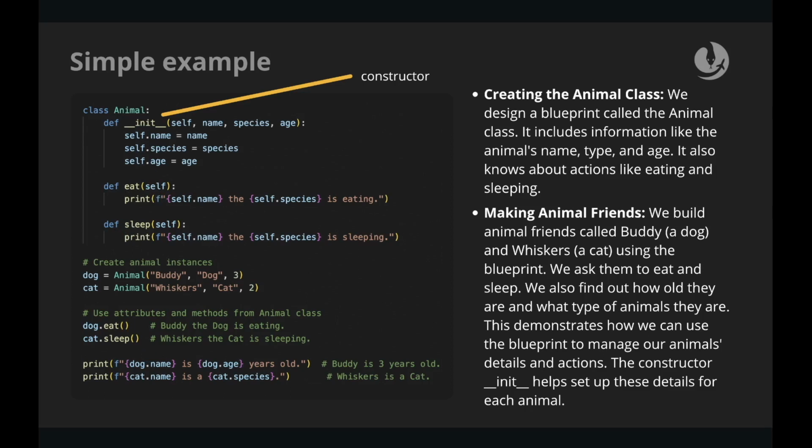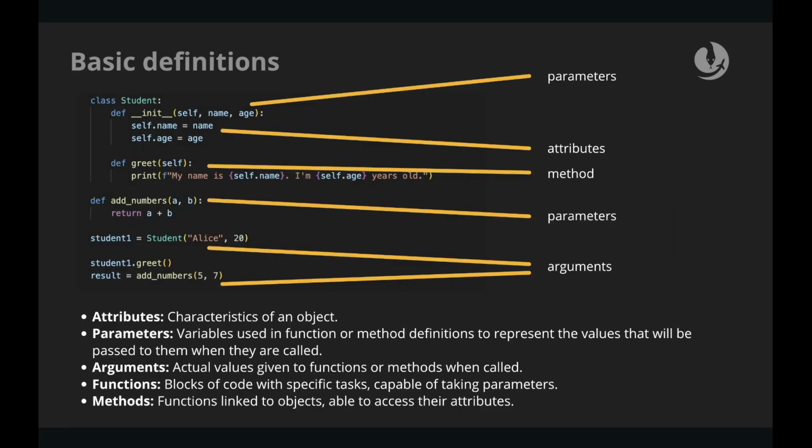And now it's time to be a little bit more precise in terms of basic definitions. So we have parameters, attributes, methods, and arguments. Those definitions you will often hear in terms of coding in object-oriented programming. So let's begin with the attributes. Attributes are characteristics of an object. So in our case, we have name and the age for the student class example.